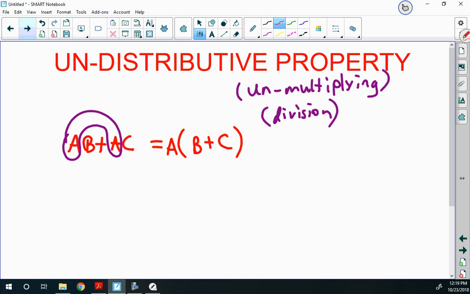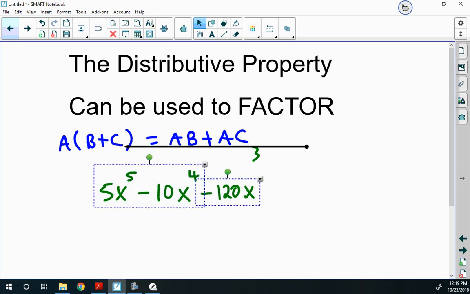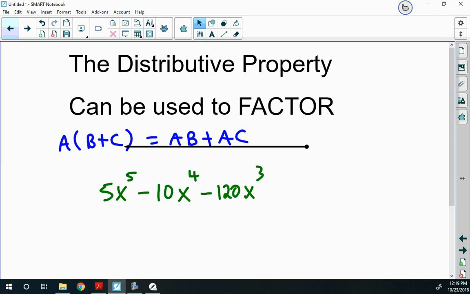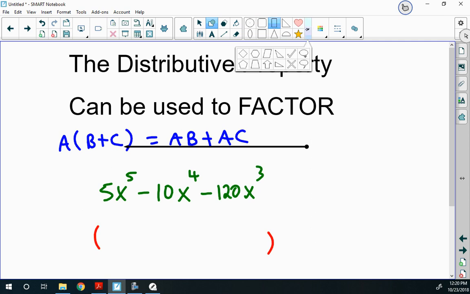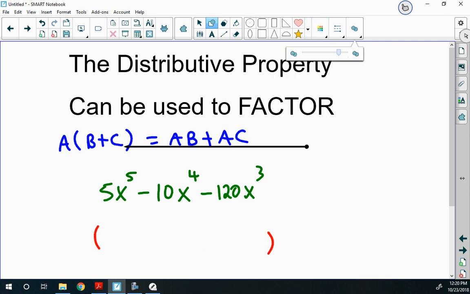So the undistributive property is unmultiplying. So let's look at this green expression here, and let's see if we can figure out how to unpack it, to make it so that there's some kind of parenthesis out front. So that there's something that we can extract from each of the three terms in this expression. I'm hearing somebody say a 5.